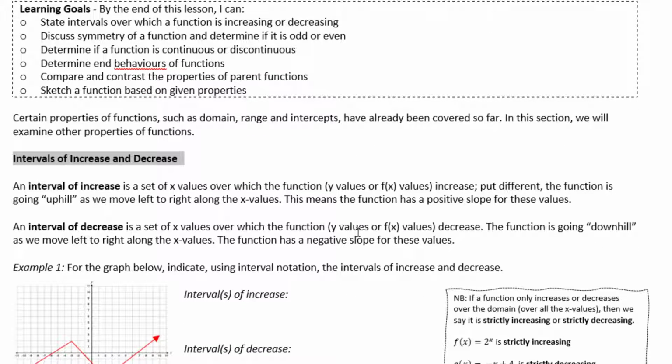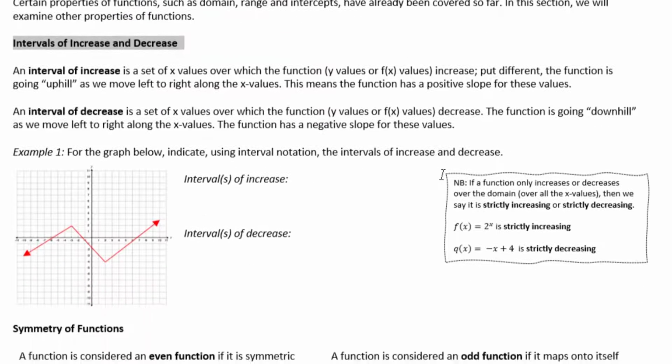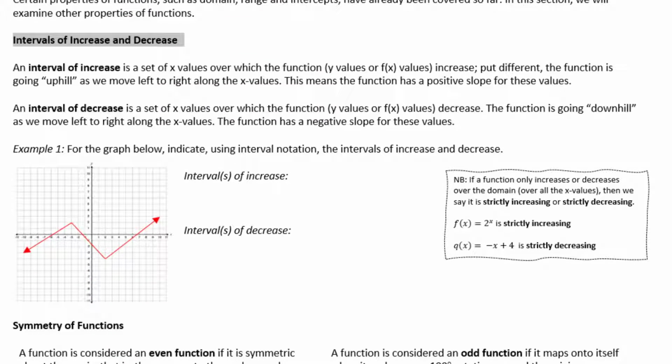An interval of increase is a set of x values over which the value of the function, so the y values or the f of x values, increase. Put differently, the function is going uphill as we move left to right along the x values. This means that the function has a positive slope. So if we look at the diagram right here, we can see an interval of increase right here. As we go from left to right, the function increases.